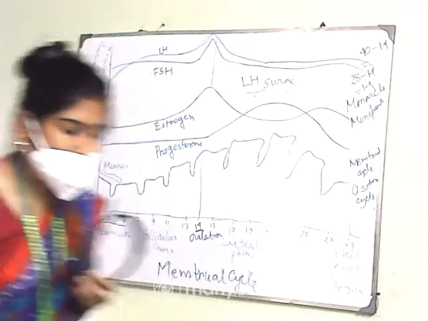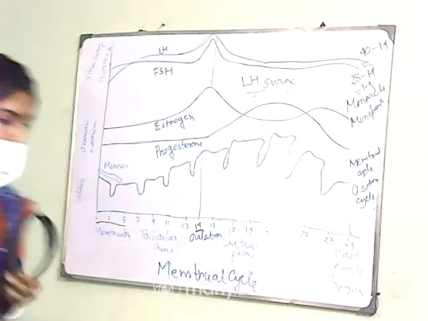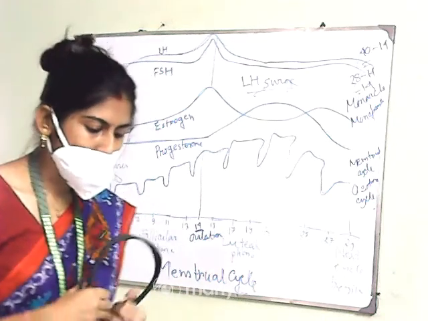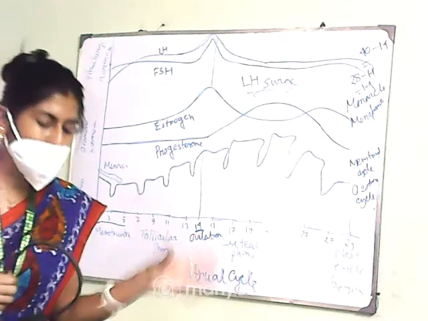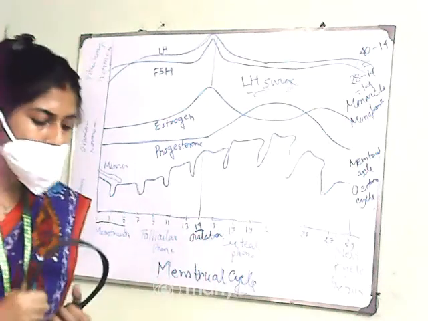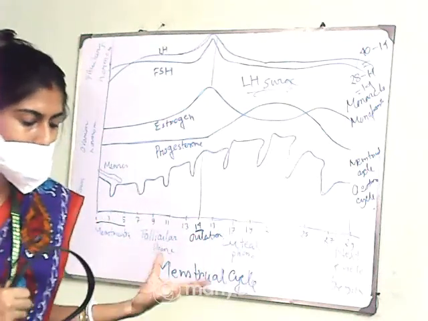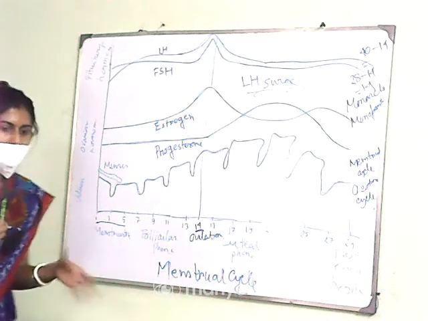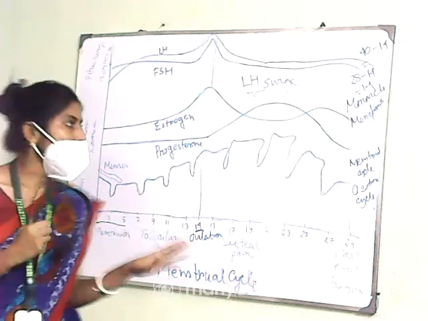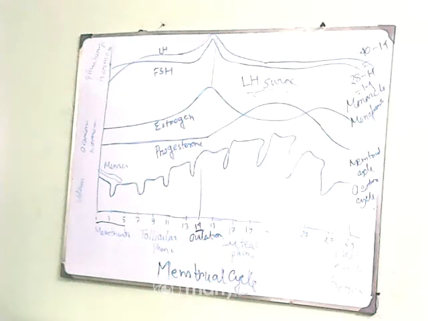Now during the pregnancy all the events of the menstrual cycle will be stopped, right? And there will be no menstruation, but in the absence of fertilization, the menstrual process will take place, and this process will be continued every month. Clear? So these are the different events and the different hormones.